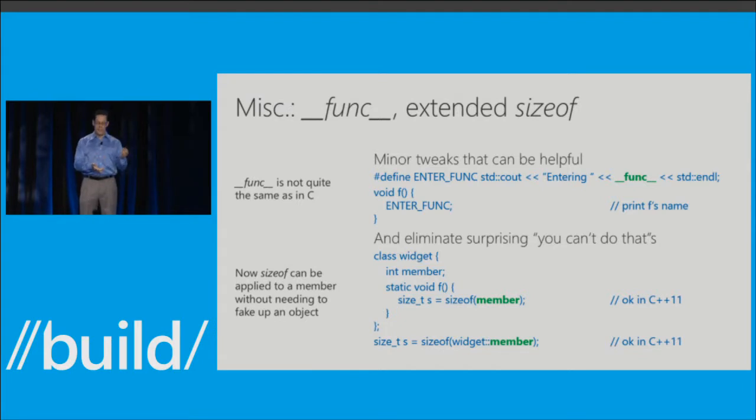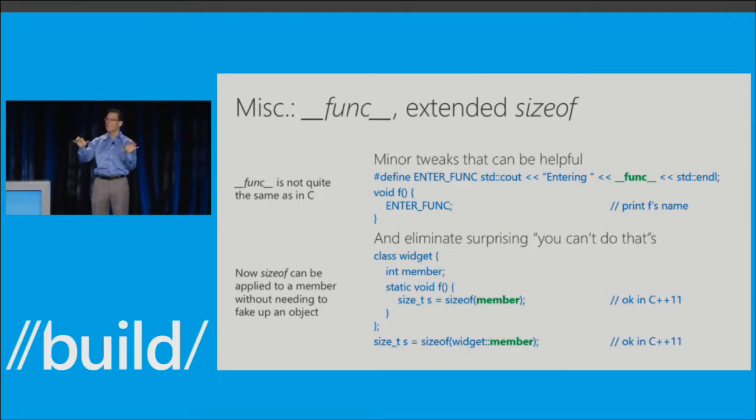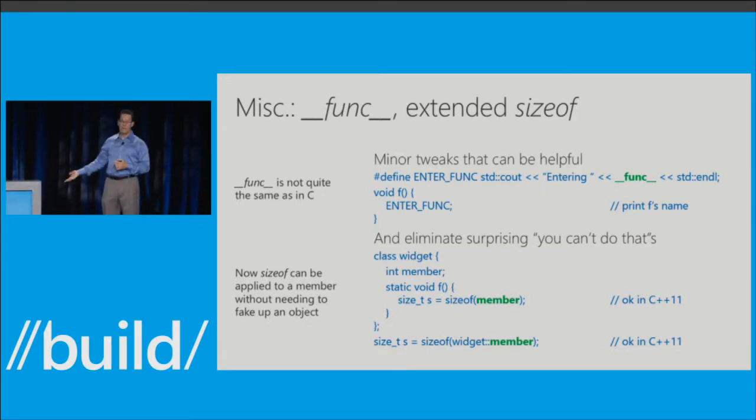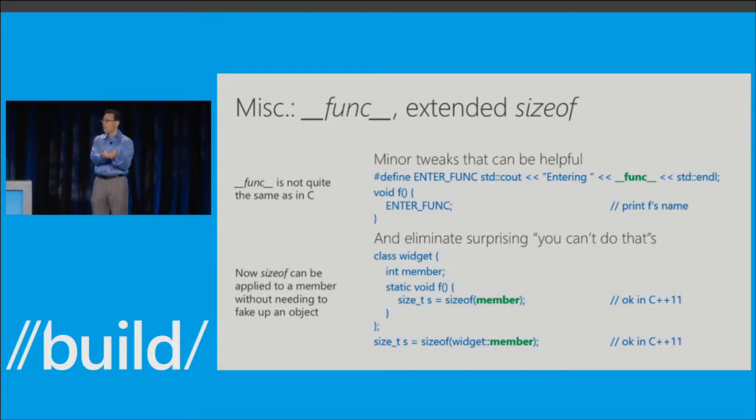Under func, and the extended sizeof are features that we're working on right now. The under func is not the same as the one in C. So C++ and C did different things here. This is the C++ one that we implemented. And also sizeof basically just works in places where you thought it already did, but didn't before in C++98. And in particular, you can take the sizeof a member of a class without having a fake object of that class type. So those are features we're working on right now. Just a couple of small things to start.